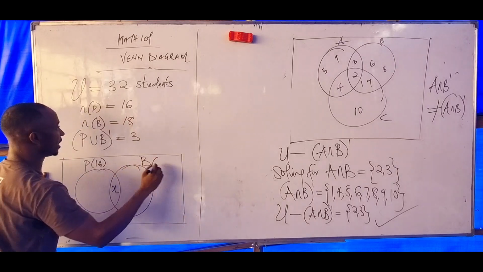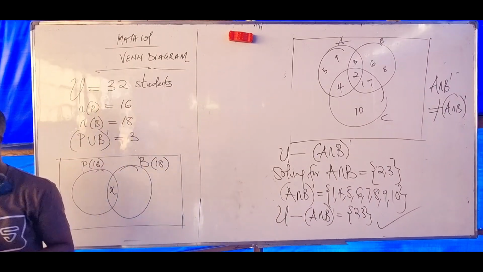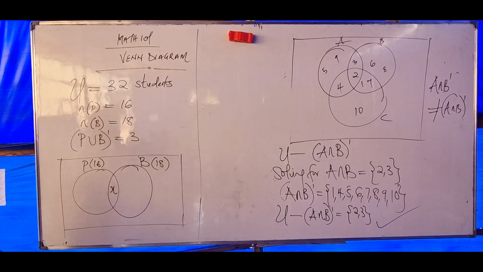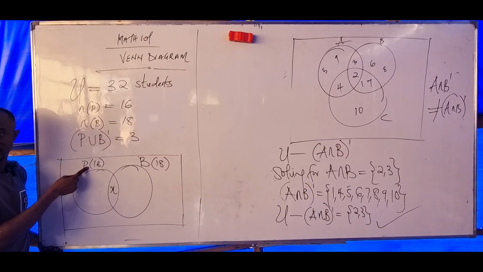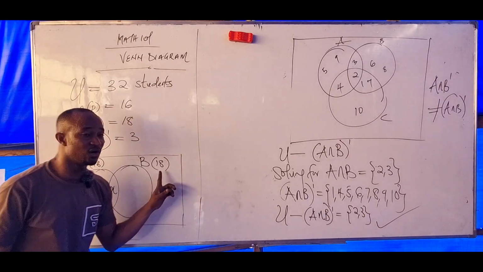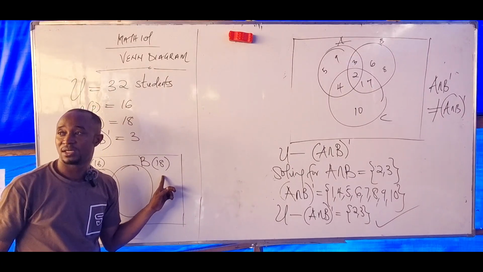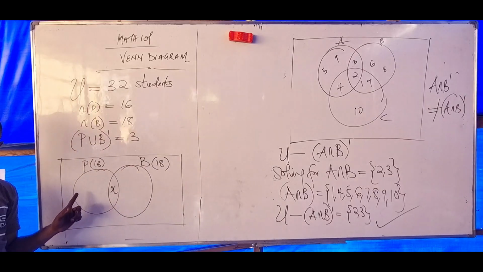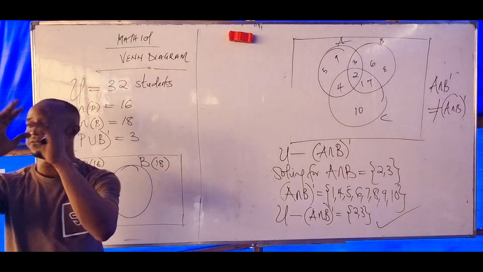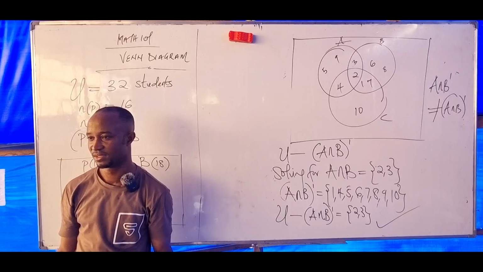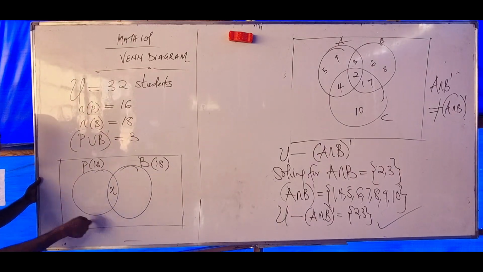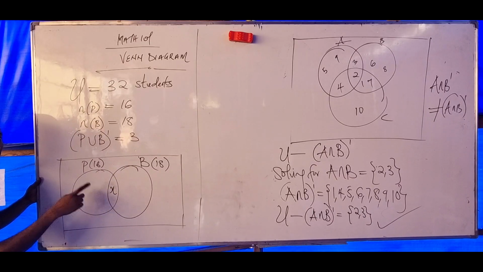16. How many is biology? 18. I hope you are aware that we are told that 16 offer physics. Among these 16, there are also those that offer biology. If they say 18 offer biology, it also means that among these 18, we have those that also offer physics. When you hear the word only physics, that means only physics. Look at this region here. This region is physics, Abi, but not physics what? Only.